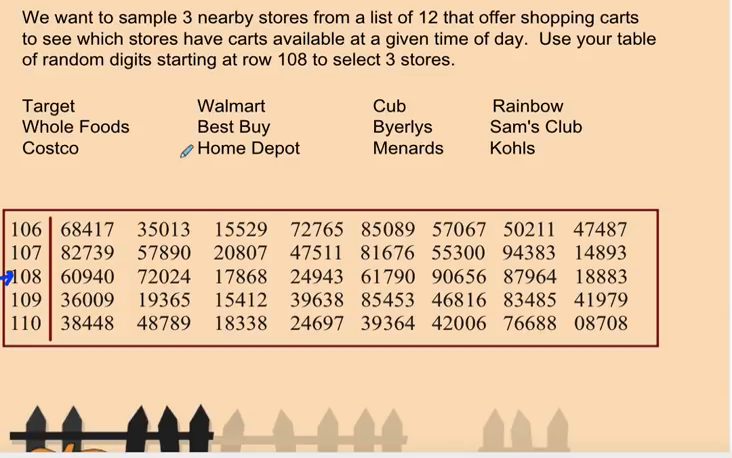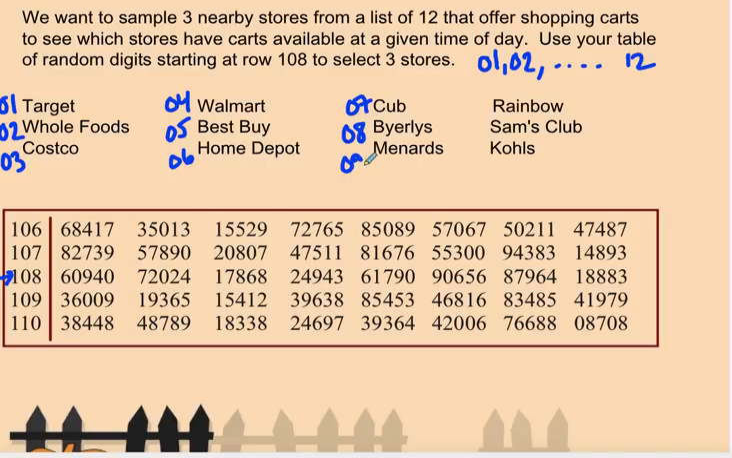Okay, so we've got 12 stores. 12 is a 2-digit number. So we're going to have to start with making them all 2 digits, like this, all the way up to 12. So let's assign some numbers. I'll give Target 01, Whole Foods 02, Costco 03, Walmart 04, Best Buy 05, Home Depot 06, Cubs 07, Byerly's 08, Menards 09, Rainbow 10, Sam's Club 11, and Kohl's 12.